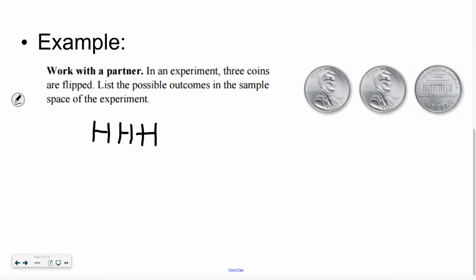Heads, tails, heads. Yeah, because your first coin could be different than your second coin, your third coin, right? First coin being heads. Heads, tails, tails. No, we haven't gotten to that. Tails, tails.